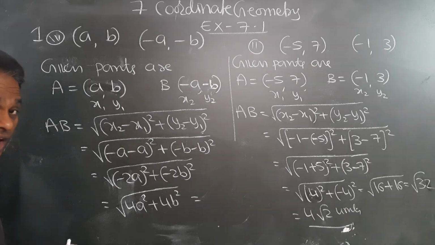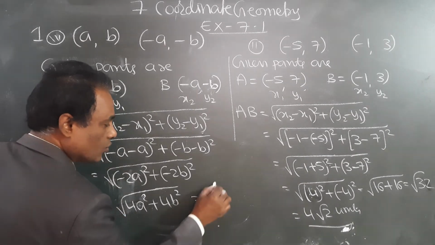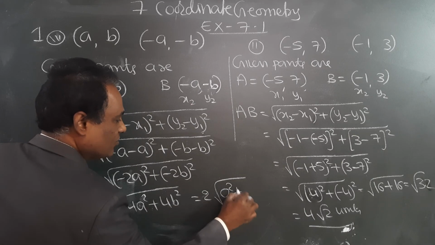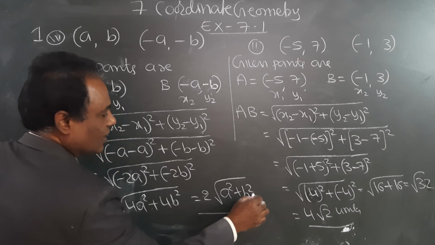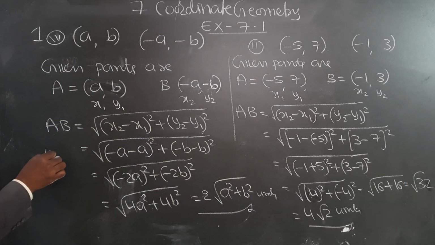Suppose 4 is taken common. 4 outside the root, root 4 is 2, so 2 can be outside. And A square plus B square won't come outside. So this is the answer. Like this also you can do. So students, you complete the third one and practice up to here.